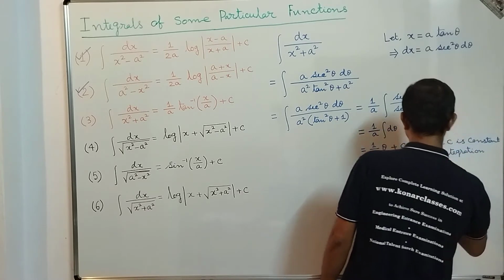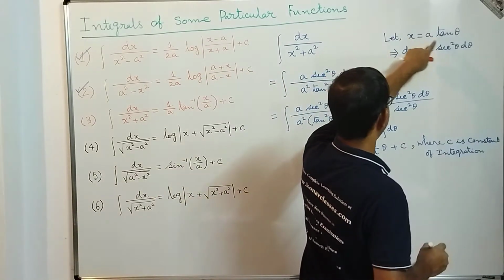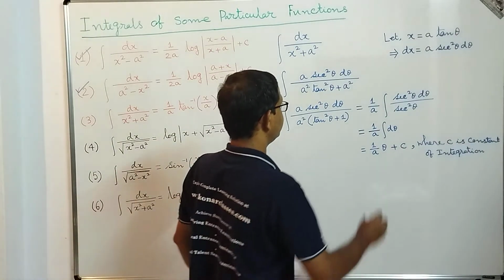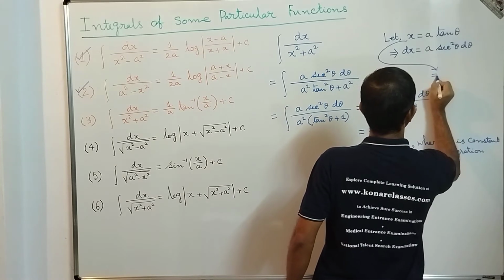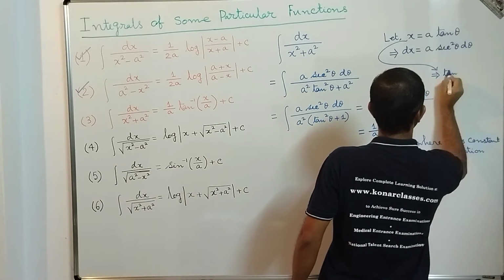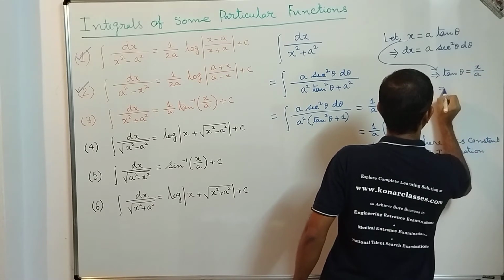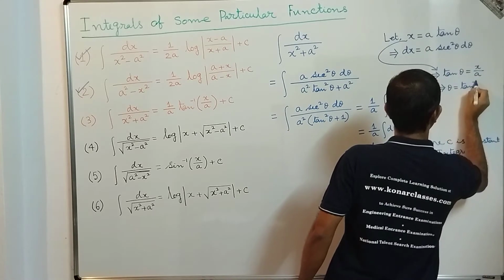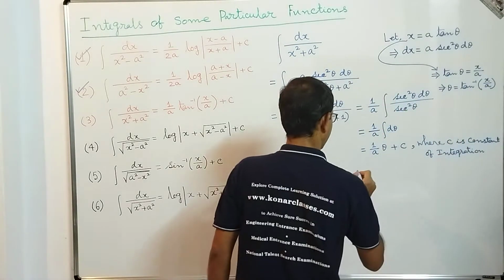Correct? Now what is theta? We need to apply back the value of theta. So x equal to a tan theta. So that means tan theta is equal to x by a. So from here what we can do? This implies that tan theta is equal to x by a, and that implies theta is equal to tan inverse of x by a. So we will apply it here.